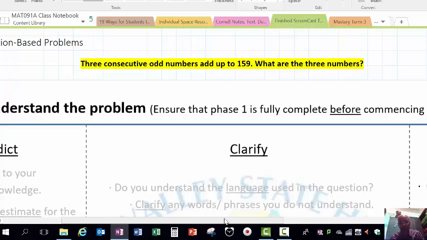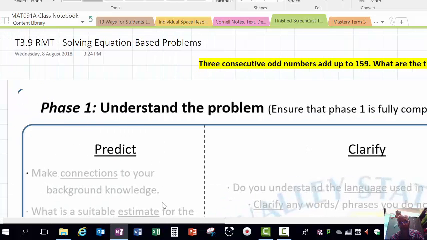Here's a sample problem. 3 consecutive odd numbers add to 159. What are the 3 numbers? Okay, so the steps for reciprocal maths teaching you may have seen before. And look, we're not going to just use guess and check. Guess and check should only be used when there's no other method to use. It's inefficient and it's a basic method.